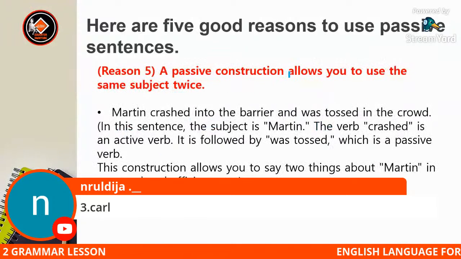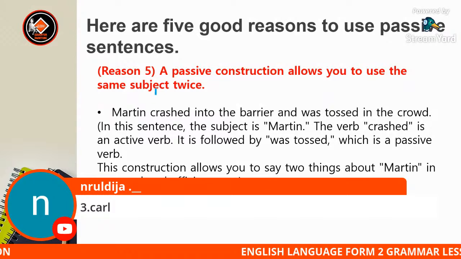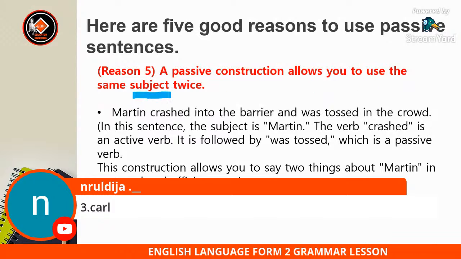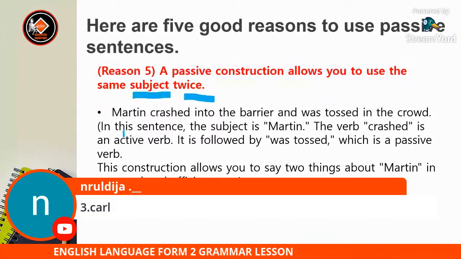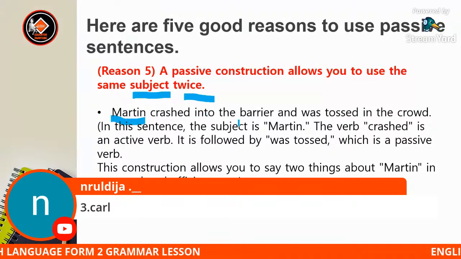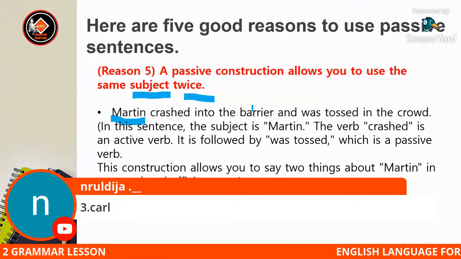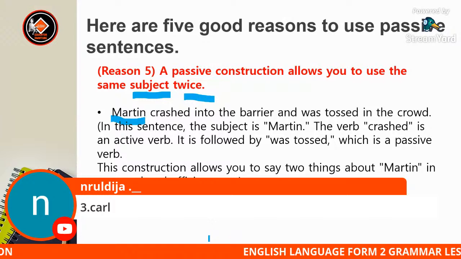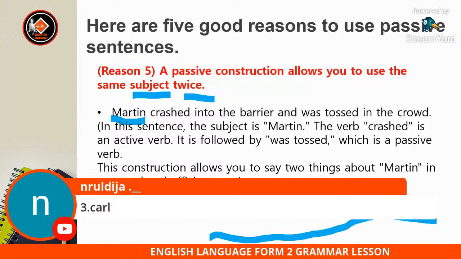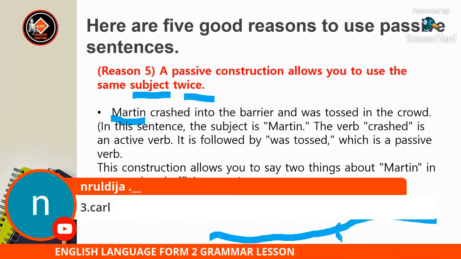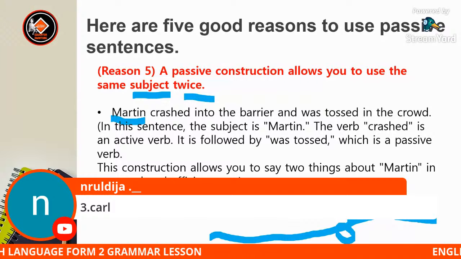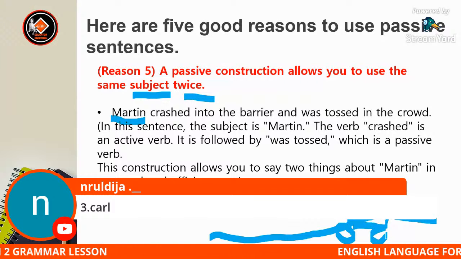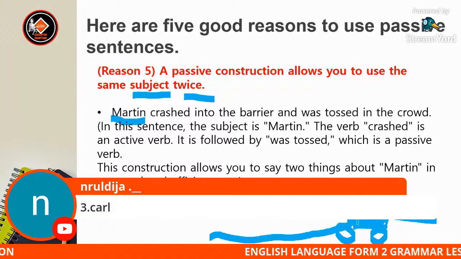A passive construction allows you to use the same subject twice. You can use the subject twice. Example, Martin crashes into the barrier. Barrier is penghalang jalan. Okay, for example, you have a road here. I'm going to draw a road. Okay, this is a road. So the car is moving here. Okay, you can see a car. I'm going to draw a car. So this is a car.